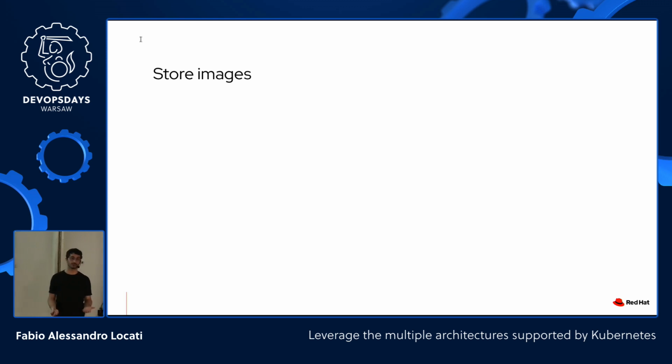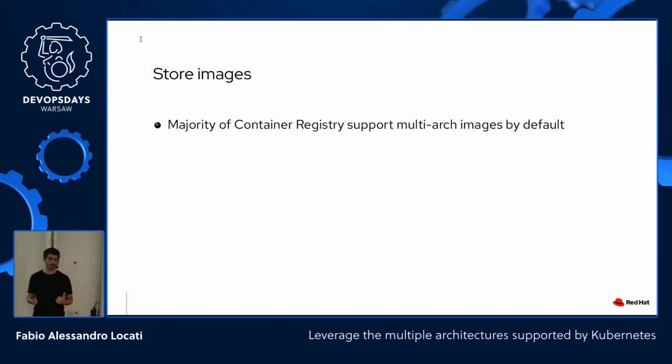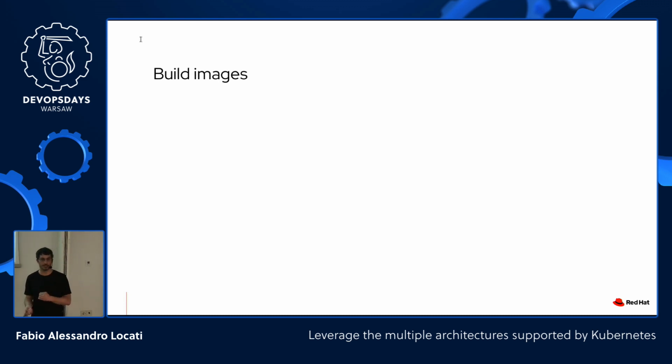So starting from the first one, storing images, very, very easy. Today, the majority of container registries already support multi-architecture images. Because of how multi-architecture images are made, they are very clever, and therefore the cluster can be very stupid about the architecture part. So nowadays, I would say 99.9% of container registries out there already correctly support multi-architectures. Now, the other part is how do you build those images?